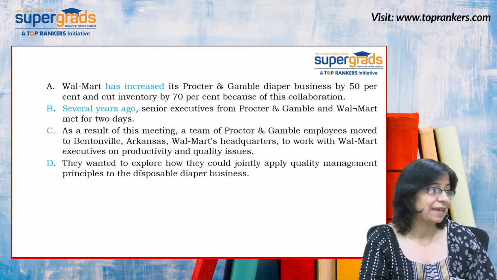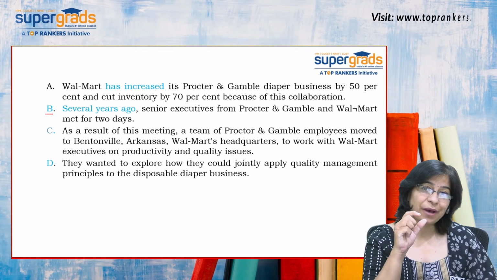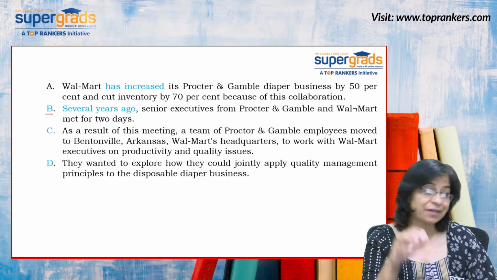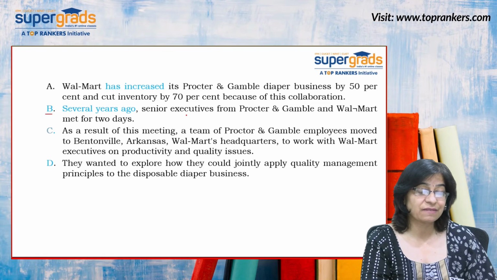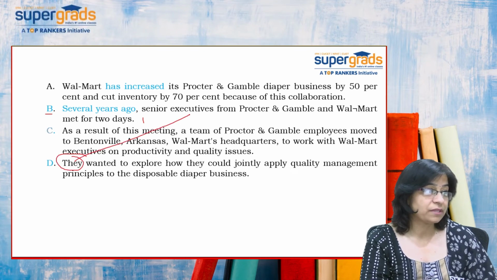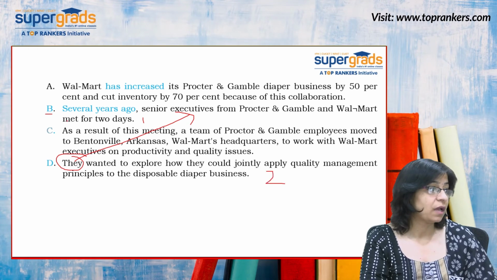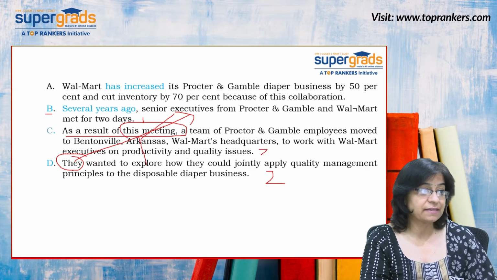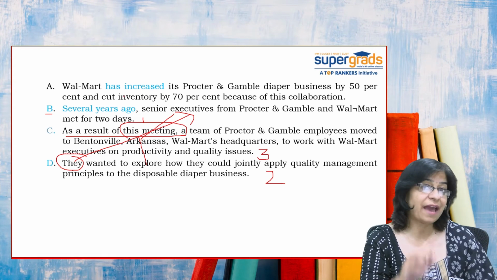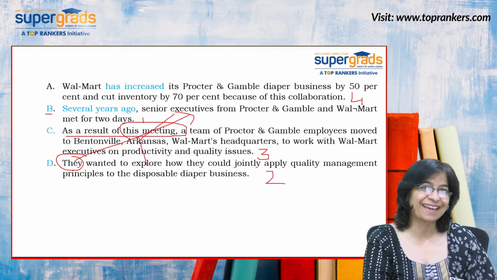Well, you're right. It is option number B. This one actually focuses more on the time. So, several years ago, senior executives from Procter & Gamble and Walmart met for 2 days. Sentence number one. They will talk about the senior executives of both the companies. So this becomes sentence number two. As a result of this meeting, well, has been discussed in the first and the second sentence. This becomes sentence number three. Walmart has increased. We're back to present tense. Sentence number four. Isn't that a piece of cake?